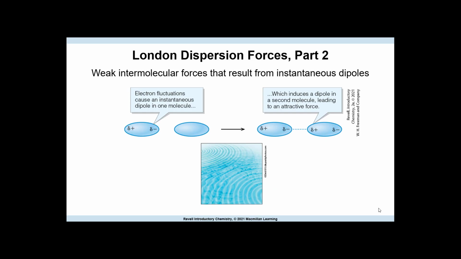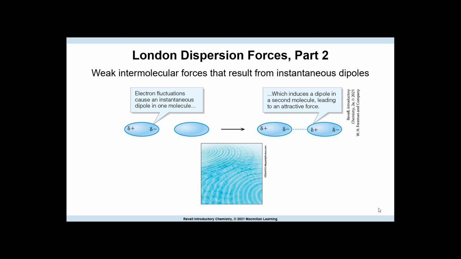Even if they are shared evenly between two atoms, electrons are constantly moving. This motion produces slight, fleeting areas of positive and negative charge called instantaneous dipoles. Instantaneous dipoles are like ripples on the surface of a pool. The average surface of a pool is level, but the ripples make the water uneven. For an instant, there is more water in one part of the pool than the other.